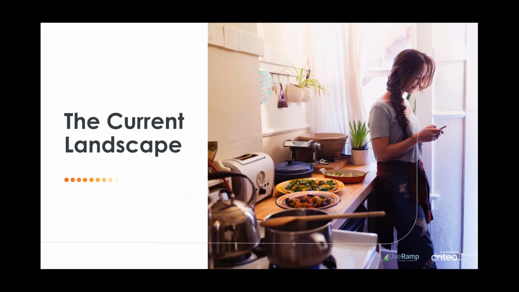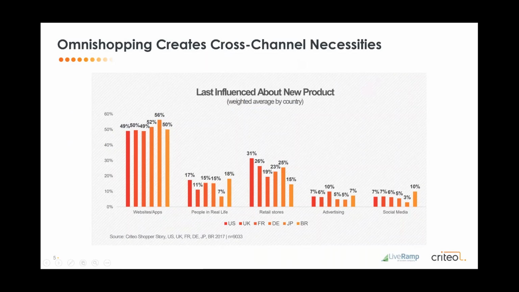So let's talk through what's happening in the world of cross-channel ROI today. One of the things we know, both from our own experience, from what we're hearing from our retail partners, from what we're hearing in general surveys from people, including the Criteo shopper story, which was a global survey of over 9,000 participants, is that consumers are now buying when they want, where they want, on the device they want. What that means is, in order to understand this omni-shopping behavior, you really have to understand all the influences that come into impact a consumer's decision across all channels.